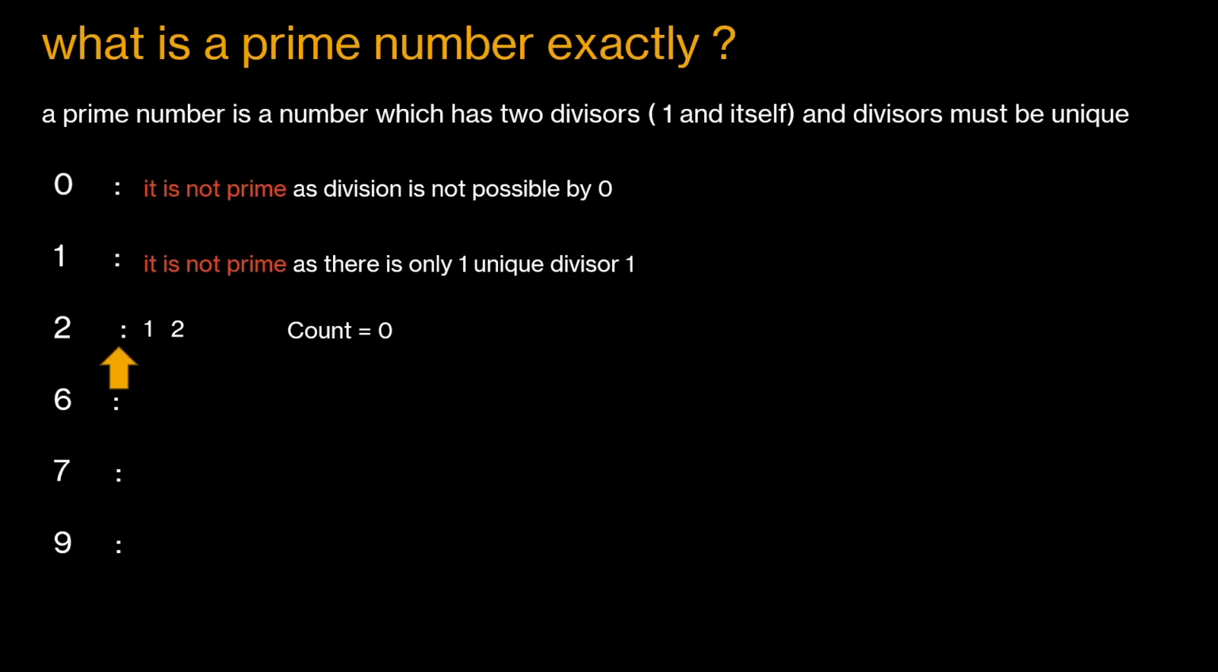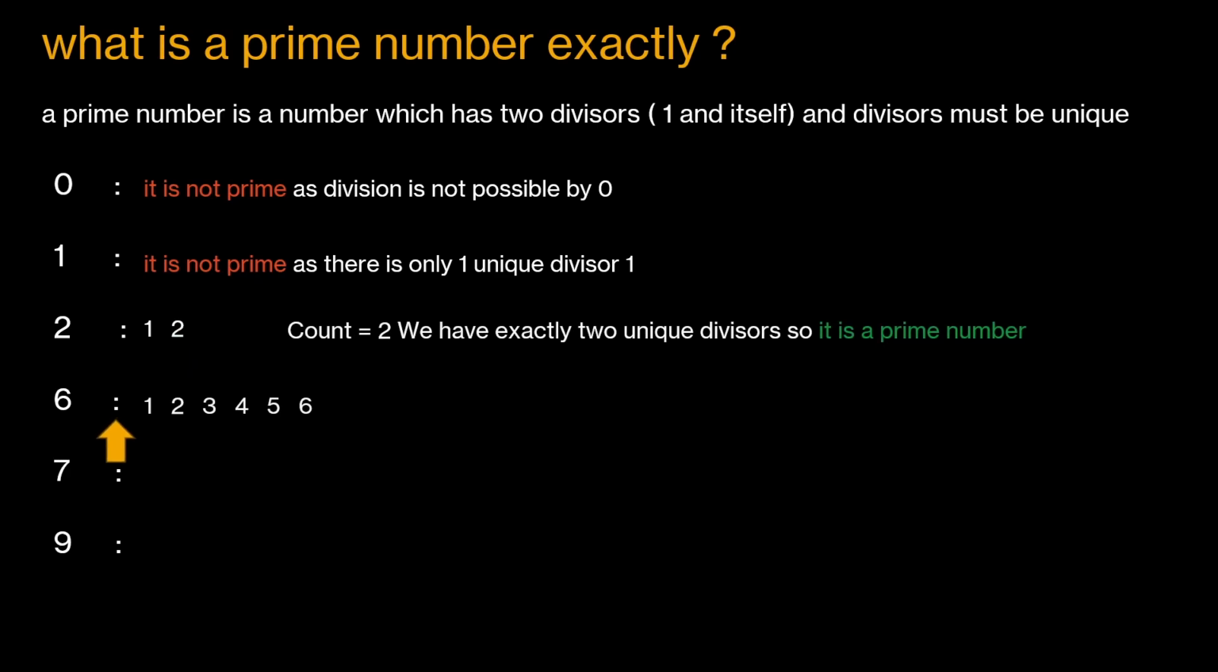So let us count the number of divisors. 1 is a divisor of 2. 2 is also a divisor of 2. In total we have two divisors, which satisfies the condition of a prime number because 1 and itself are unique for the number 2. So it is a prime number, and it is the only even prime number in the number system. Next comes the number 6.